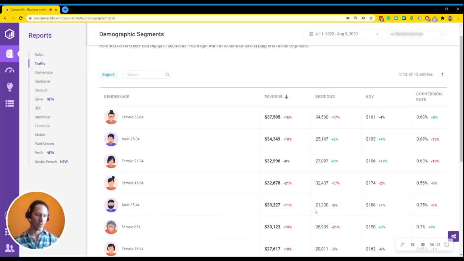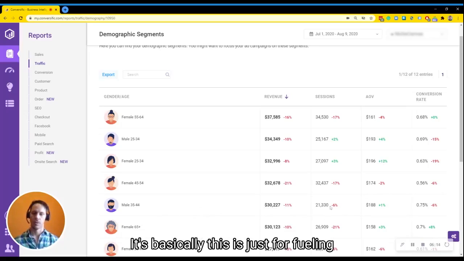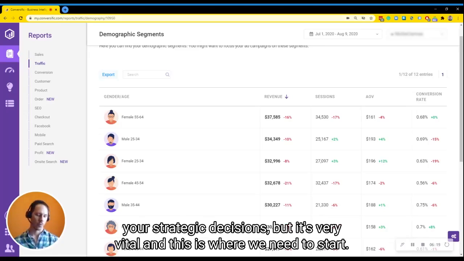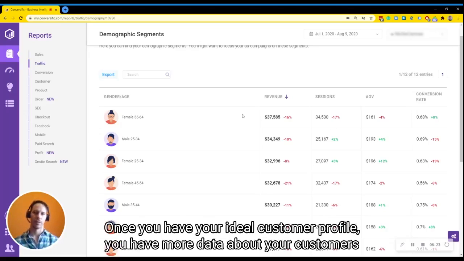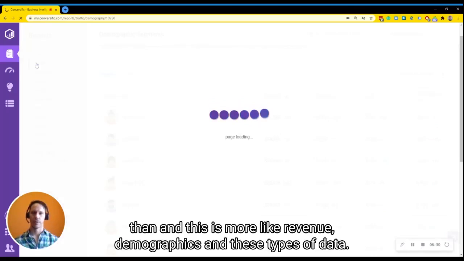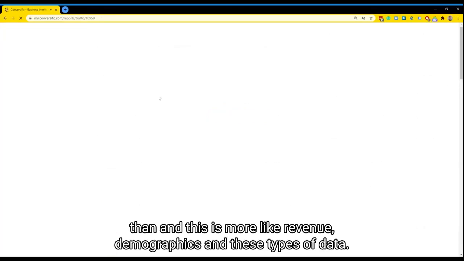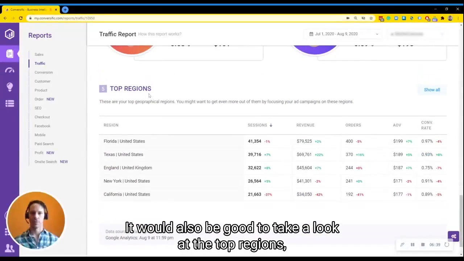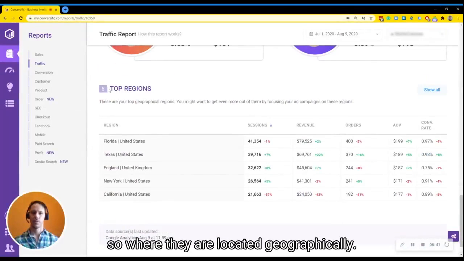such people. So it's basically, this is just for fueling your strategic decisions, but it's very vital, and this is where you need to start. Once you have your ideal customer profile, or you have more data about your customers, then, and this is more like revenue and demographics and these types of data, it would also be good to take a look at the fifth module, which is top regions, so where they are located geographically.